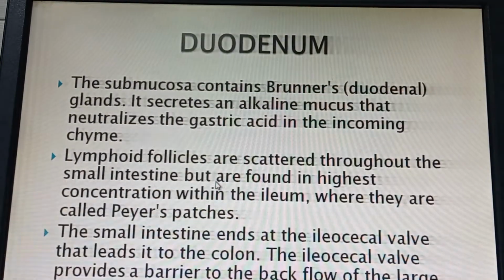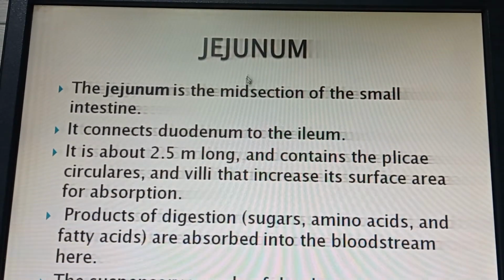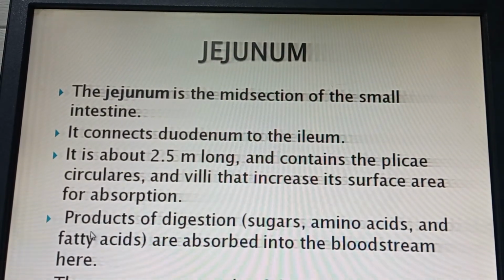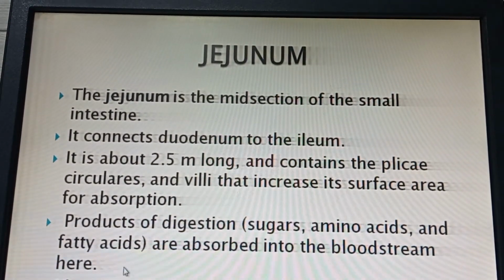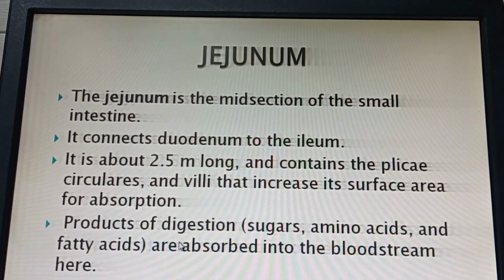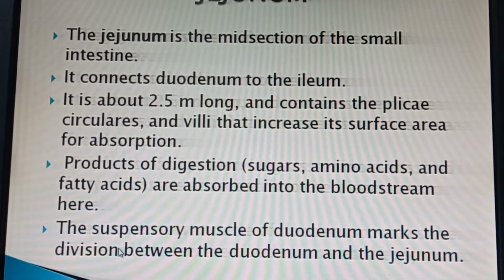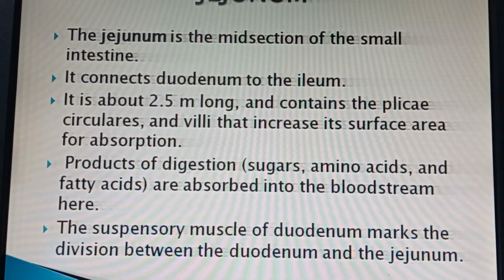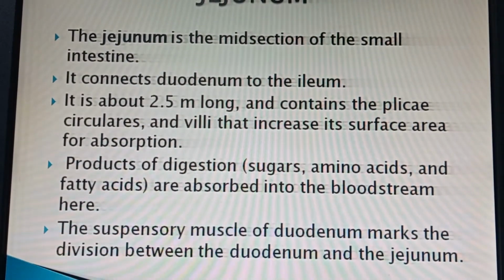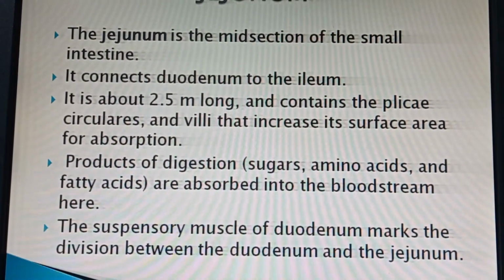As the duodenum receives secretions from the pancreas and liver, it helps in digestion, but the jejunum basically helps in absorption. So products of digestion, sugars, amino acids and fatty acids are absorbed into the bloodstream. The suspensory muscle of the duodenum marks the division between the duodenum and the jejunum.